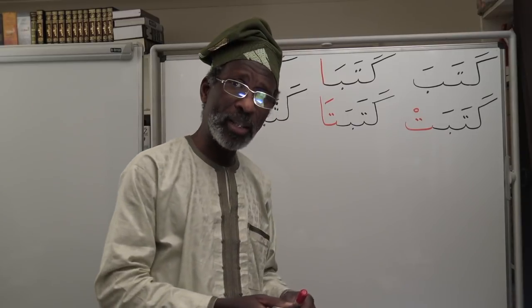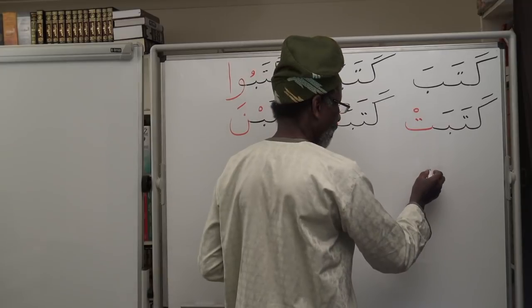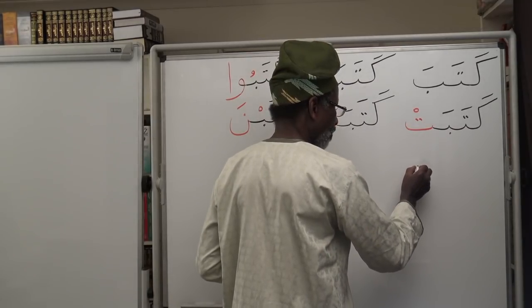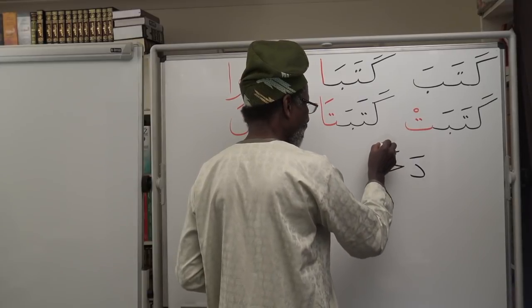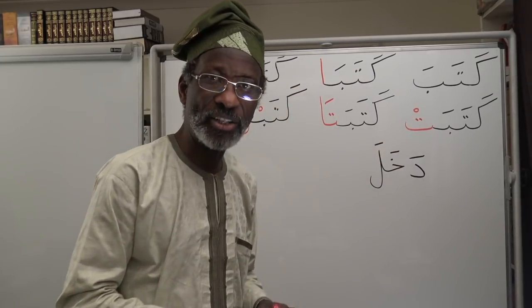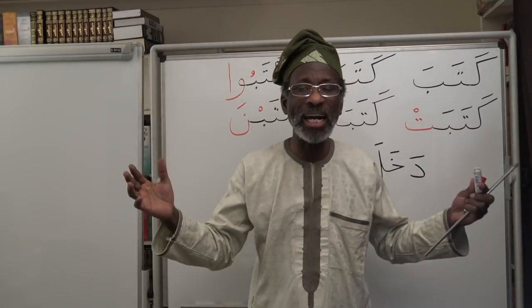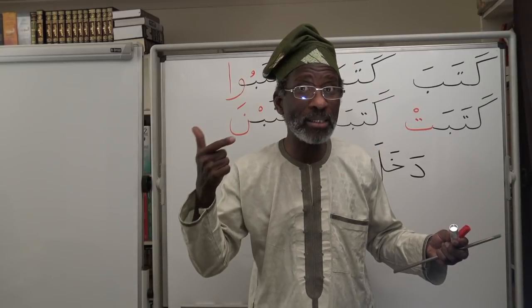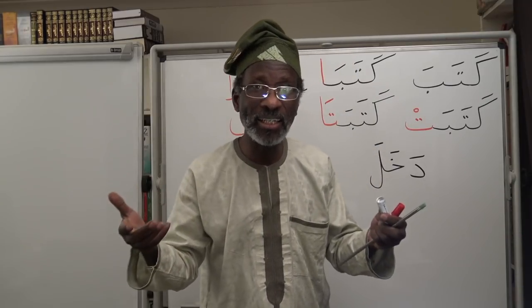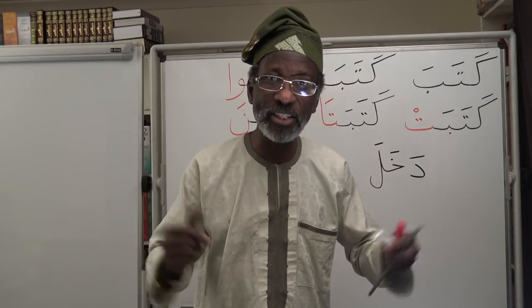So I'll give you another verb, the one we used before. For instance, we say dakhala, he entered. Now, automatically, if I block this one, you won't say okay, dakhala. How do I say she entered? Just remember t, dakhalat. That's it. Now, how do I say two men entered?